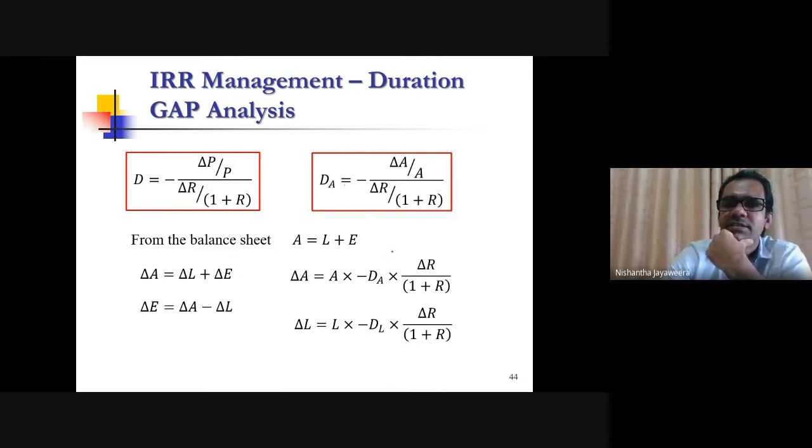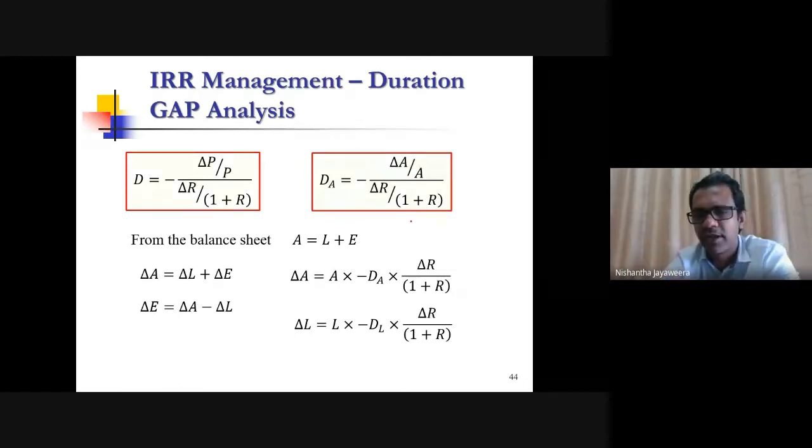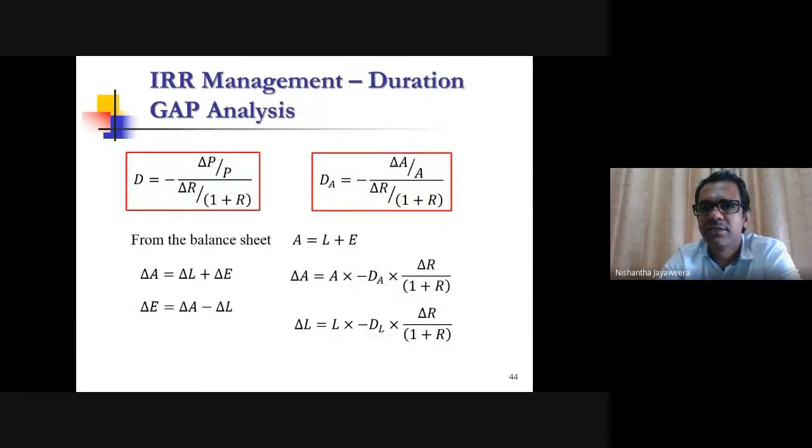What I have written here is with this subscript A, just to denote duration. Whenever I say duration in today's session, it refers to Macaulay duration. Duration equals change in value of assets divided by asset value, so change in price divided by price, divided by the yield change ratio. We can try the same thing for a liability: D_L equals delta L over L divided by delta R divided by 1 plus R.